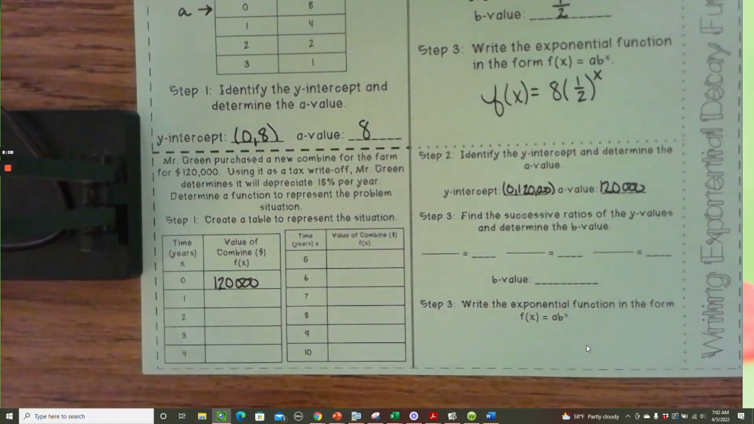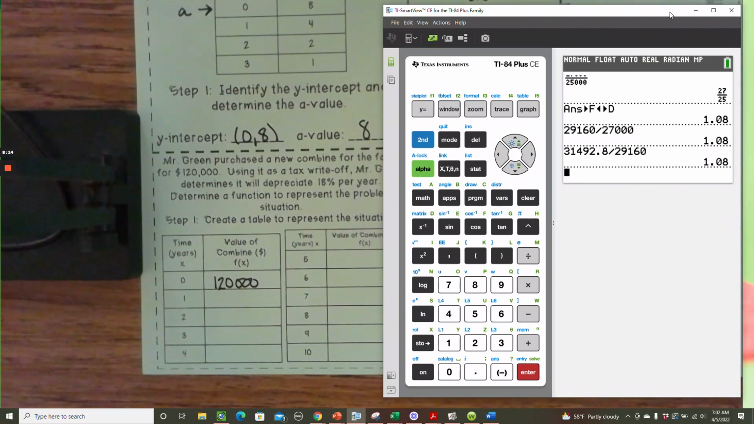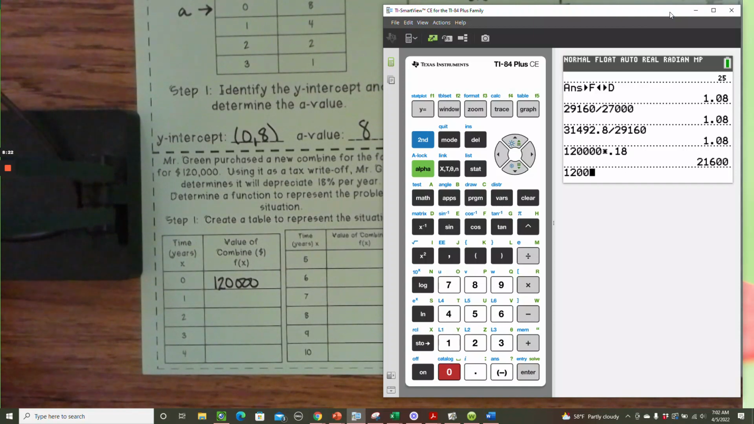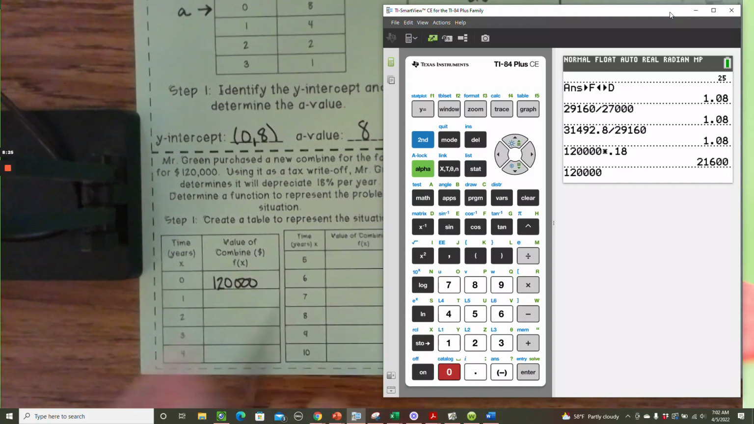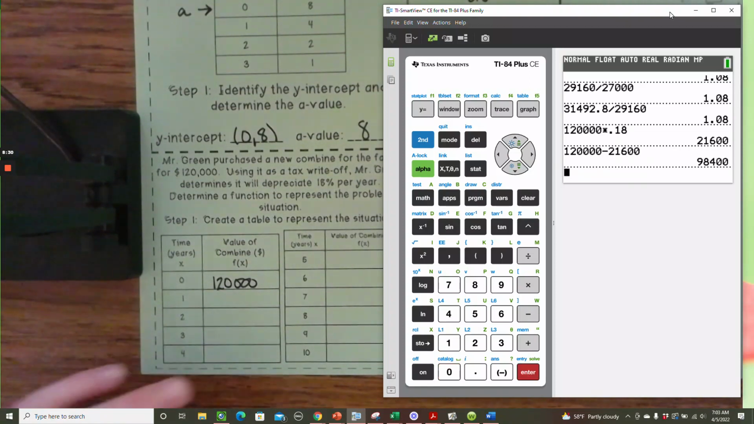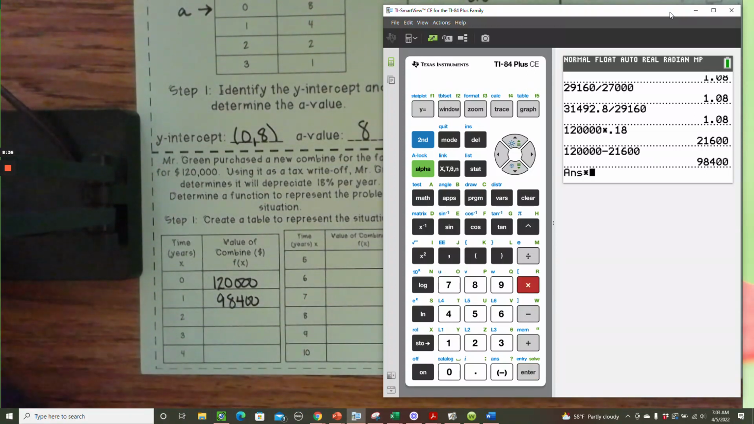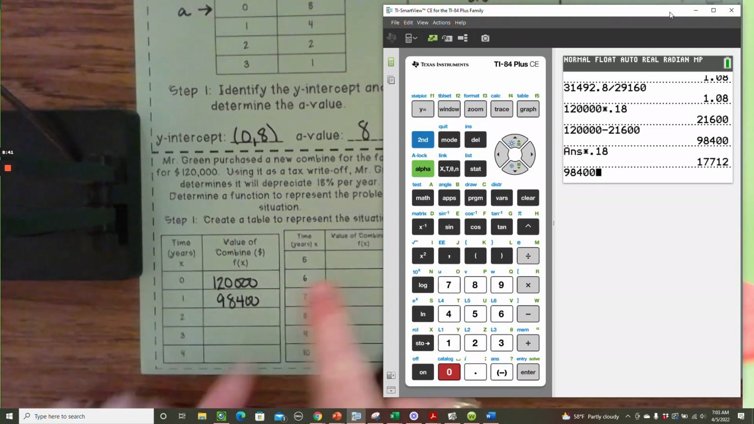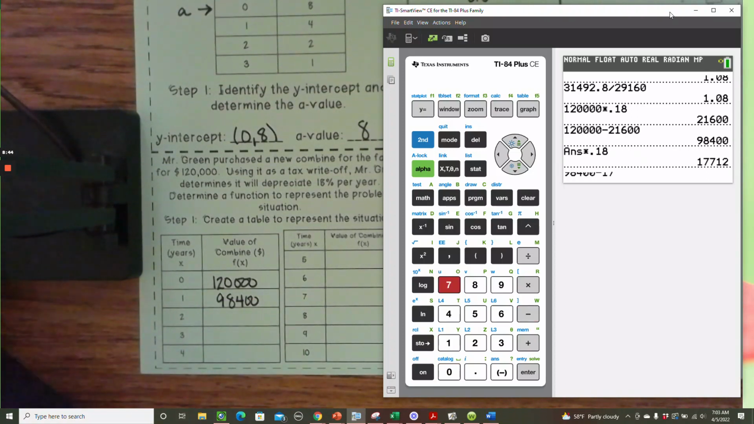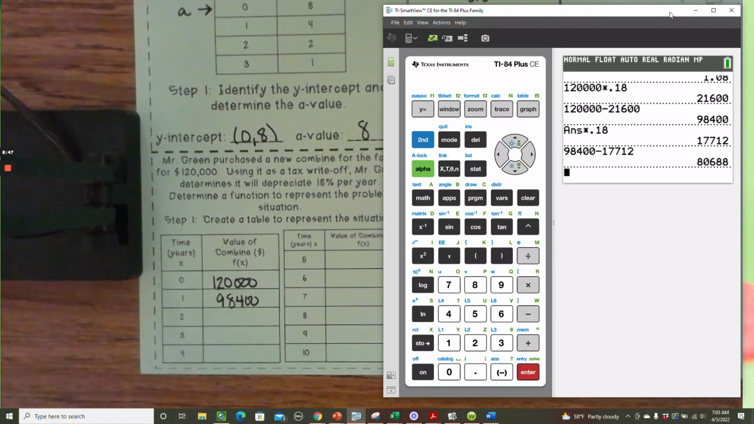Determine a function. So with depreciation or with an exponential decay problem, we would do this the same way, except we're going to multiply this times 0.18. But what we do this time is we take this amount, this 120,000, and we subtract, because it's decay, we're taking that amount off. So we would have 98,400. So then I would take that amount, multiply it by the 0.18, but this time subtract to get this number minus the depreciation, the amount that it's losing in value.